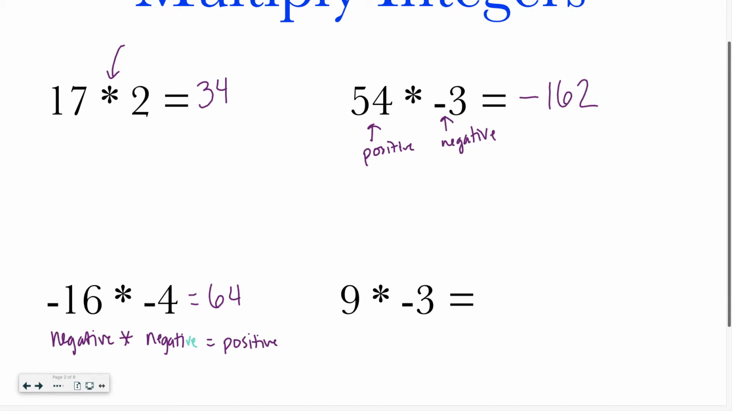Okay, and then I have a positive 9 times a negative 3. And we looked at that right up above. Positive times a negative gives me a negative answer, and 9 times 3 gives me 27.